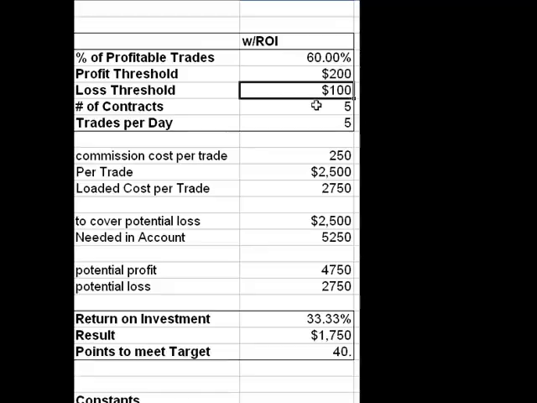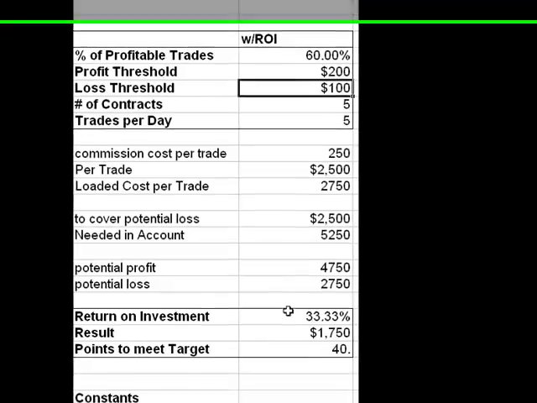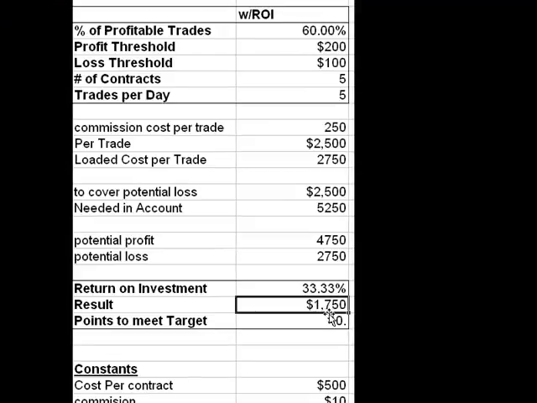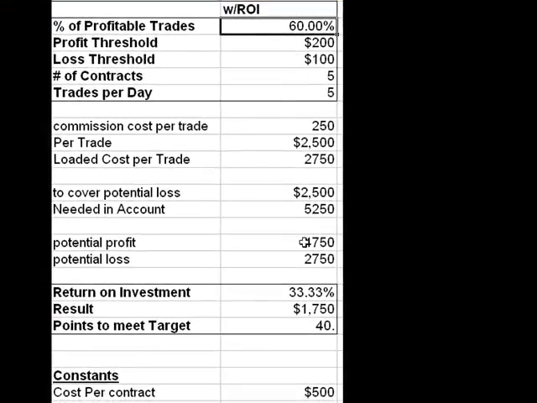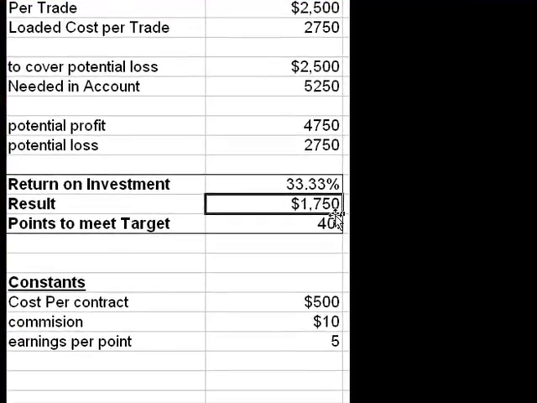So when we do that, what happens? We're now at a profit of $1,750 per day. Because we're now with a longer target, we need 40 points at the end of the day, trading 5 contracts. And remember, we're still saying we're only right 60% of the time. So that means 3 trades were positive, 2 trades were losing. And when that's done, we want to have 40 points on 5 contracts, and you'll have a profit of $1,750 a day, a 33% return on investment.